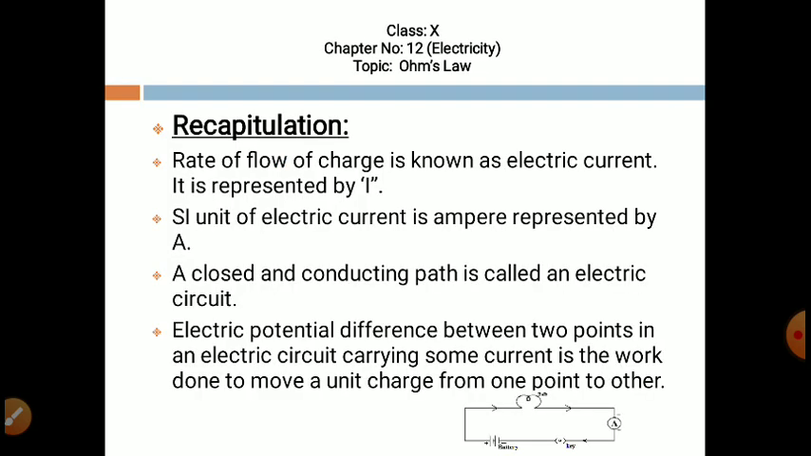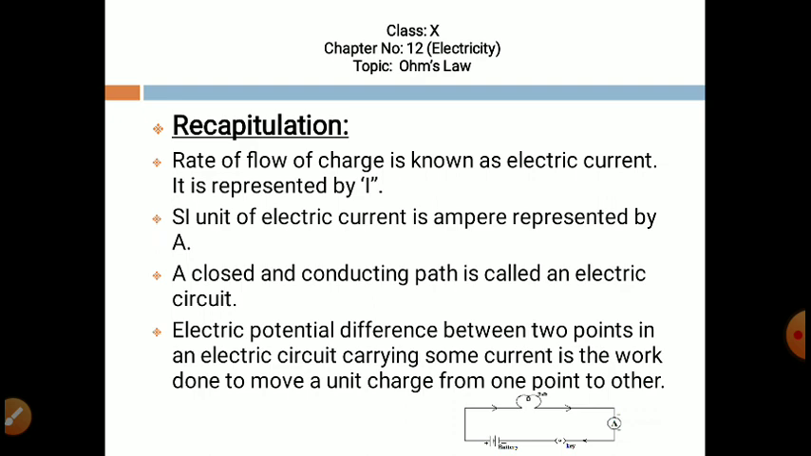So here we come to the recapitulation. In the last class we studied about charge. What is charge? Flowing charge is known as current, and rate of flow of charge is known as electric current. It is represented by I and the SI unit is ampere, which is represented by capital A.